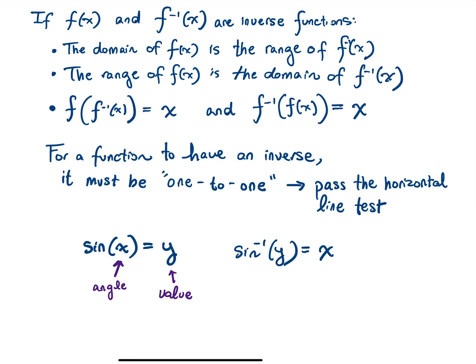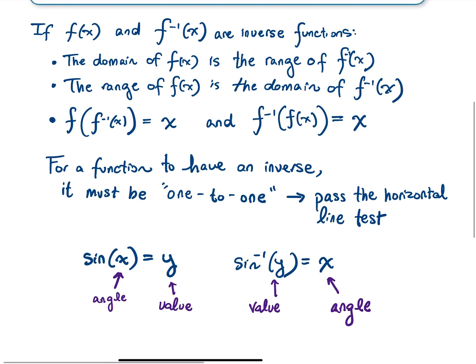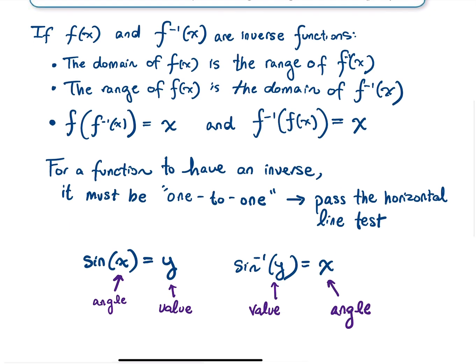The inverse sine, and in general the inverse trig functions, take in some value as the input. So it's like a trigonometric value, like a location on the unit circle, and it produces an angle as the output. So we swap inputs and outputs between inverse functions. So let's keep some of these properties in mind and start to define what some of these inverse trig functions are. And we'll start with the sine.